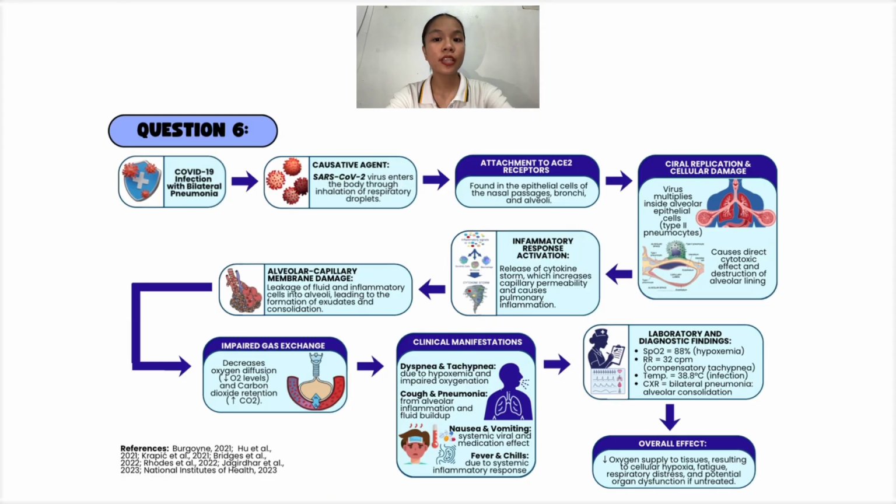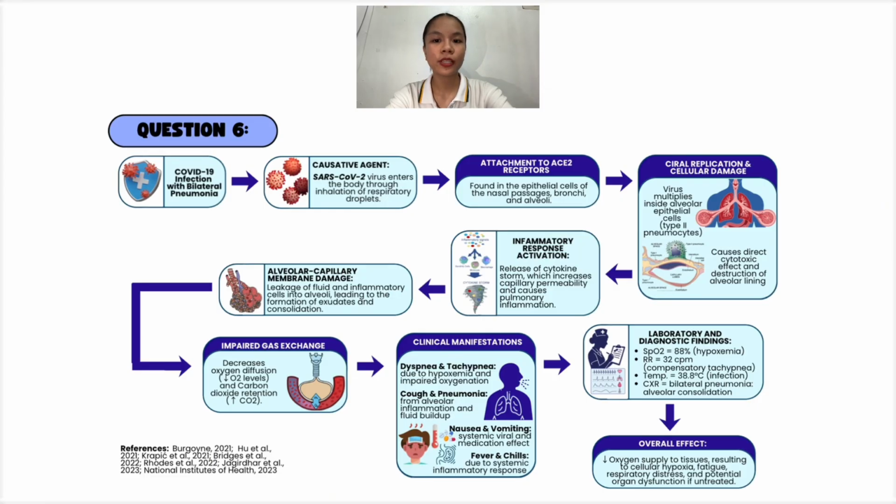ACE2 receptors found in the alveoli. Once the virus binds, it begins to replicate and damages the alveolar and the capillary membranes, which are normally responsible for oxygen and carbon dioxide exchange. And because of this damage, the body activates an inflammatory response, in which cytokines are released, leading to pulmonary inflammation, edema, and fluid accumulation inside the alveoli. And this results in the bilateral pneumonia, which can be seen through the patient's X-ray findings.